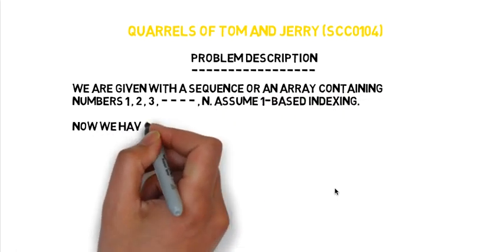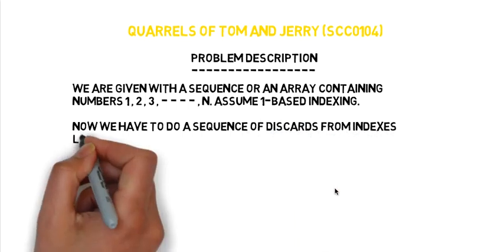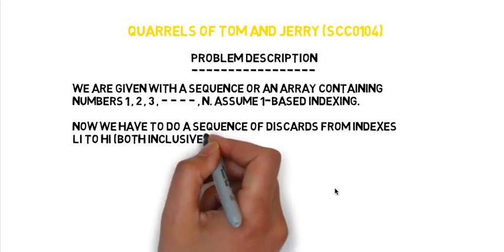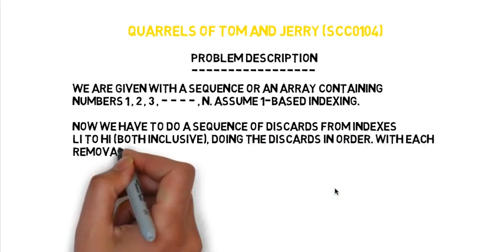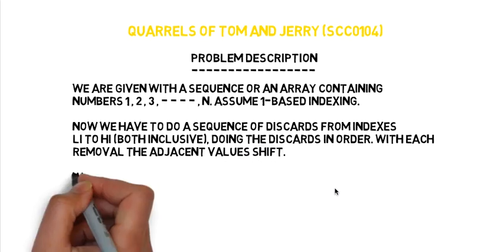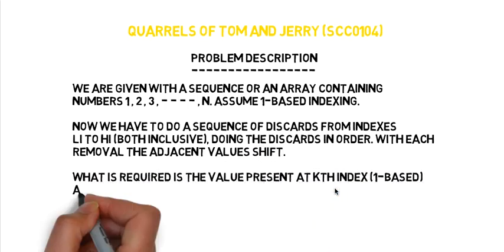And now we are also given a sequence of discards. In a discard, we have to remove all elements from the lower index to the higher index inclusive, doing the discards in order. With each removal, the adjacent values shift, that is, they take their place. And we are required to tell the value present at the kth index at the end of all the discards. This is more of an ad hoc problem.